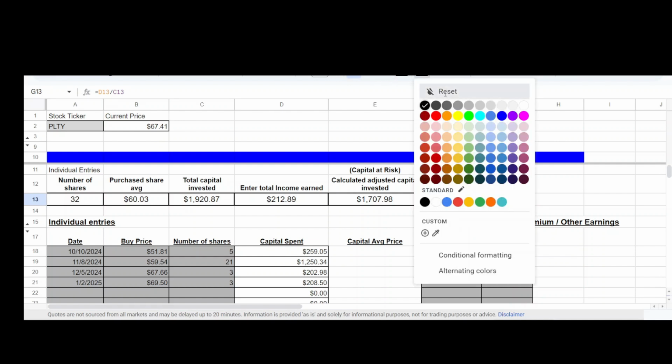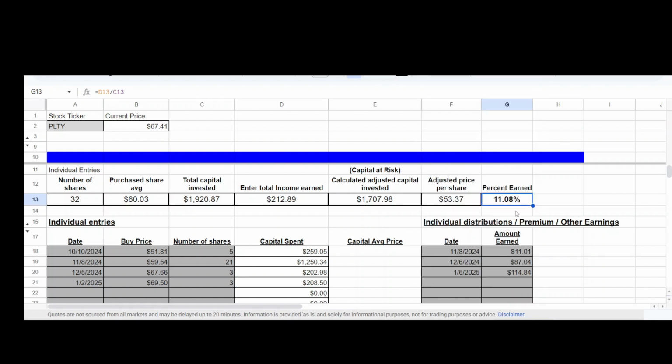Now this would be 11.08% that I have earned so far, because I have earned $212 right here. I've earned that $212 out of the $1,900, just rounding some numbers here to make it easier to hear. So I've earned 11% of my capital back. Moving up, it's going slowly, of course, but the price has been increasing.